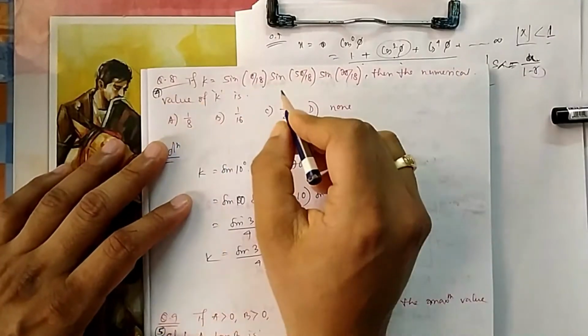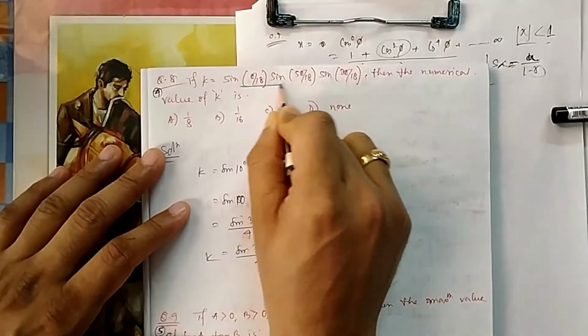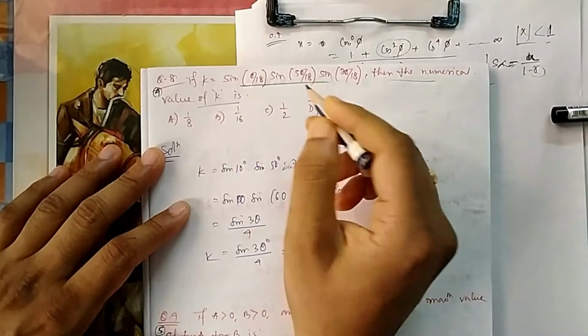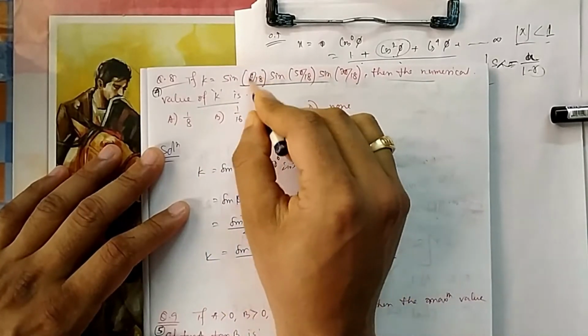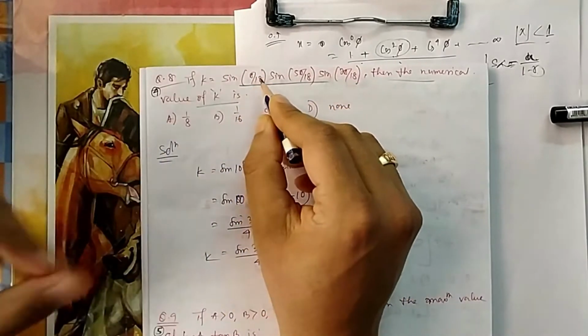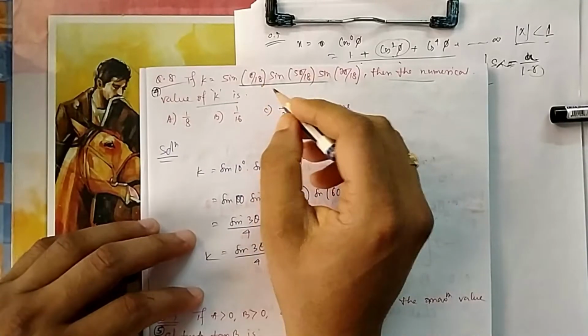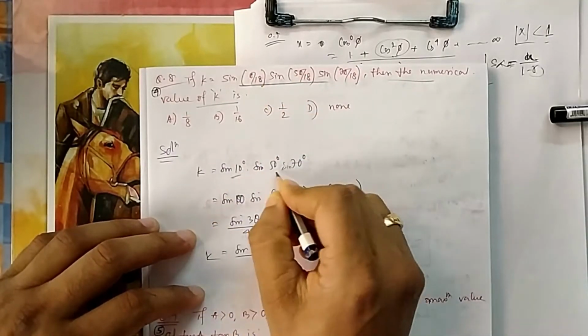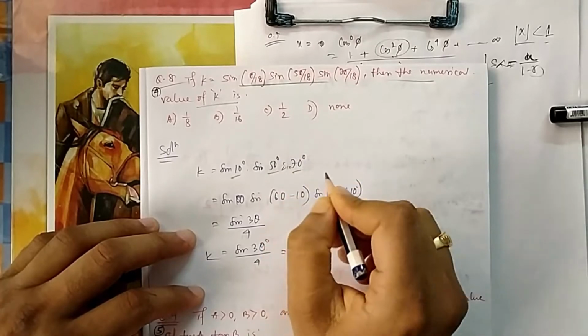In question number 4, what they are asking is given this much, and we need the numerical value. Now let us convert it into degrees, because it looks good if converted into degrees. We are quite familiar with degrees. So it becomes 10 degrees, 50 degrees, and 70 degrees.